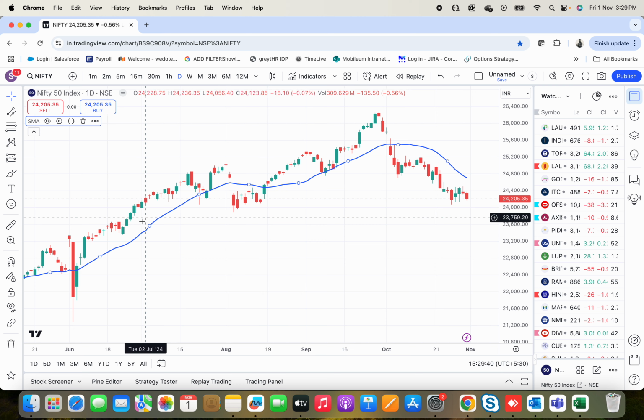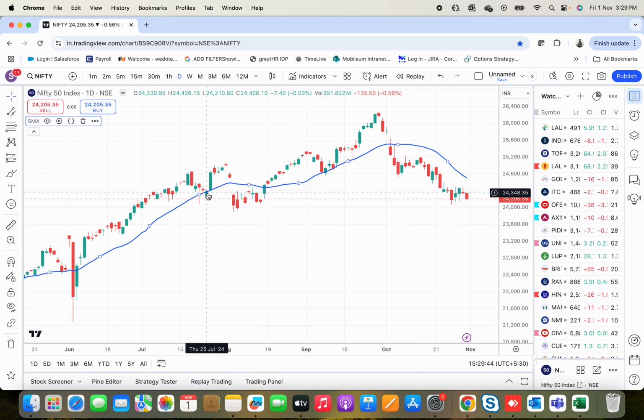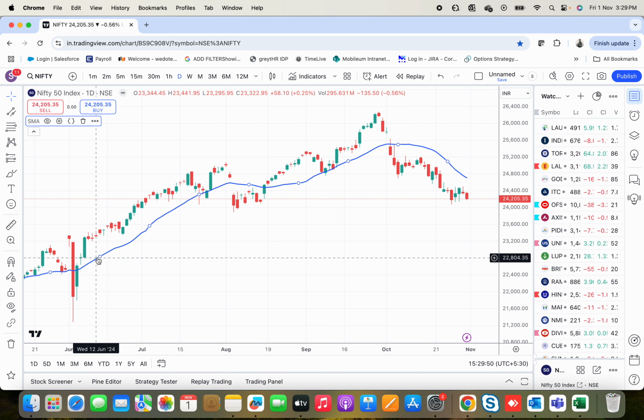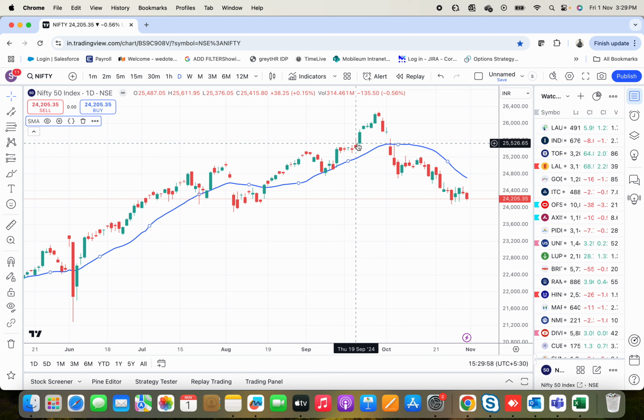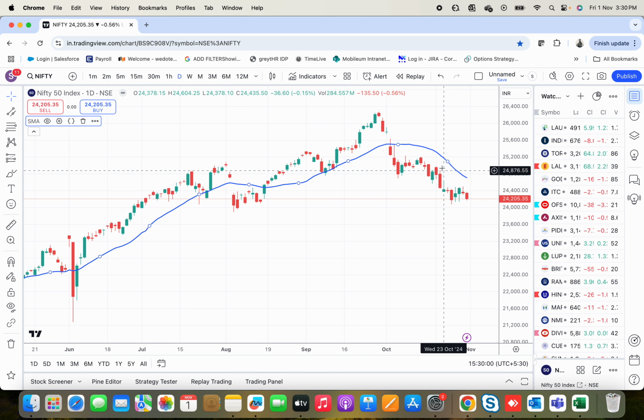Now if you see, I plotted this simple moving average of 20 periods. That means for every bar, the previous 20 bars are taken and plotted. So that gives the trend of the market. Whenever the 20 moving average is in an up direction, it's better for you to be in a buying mode, and whenever it is in a downtrend, it's better to be in a sell mode.